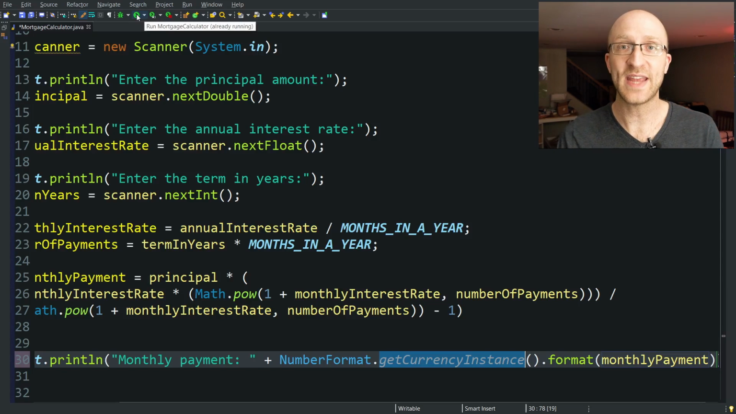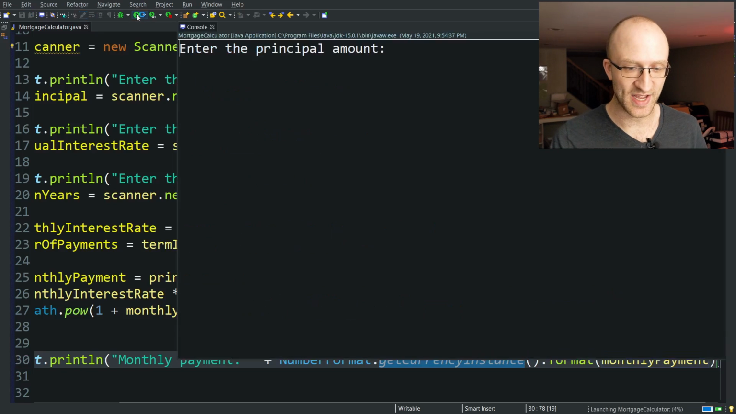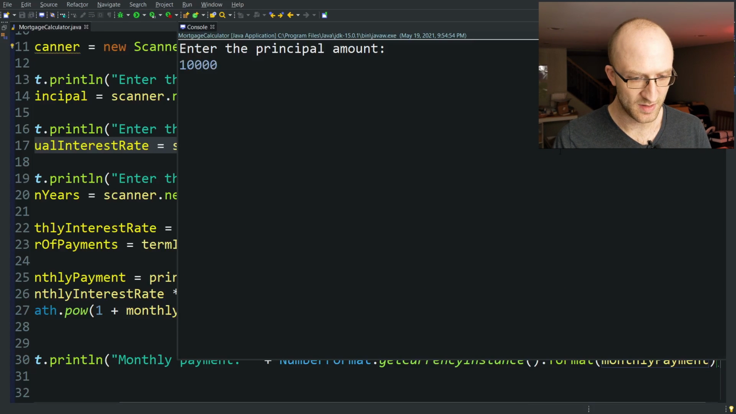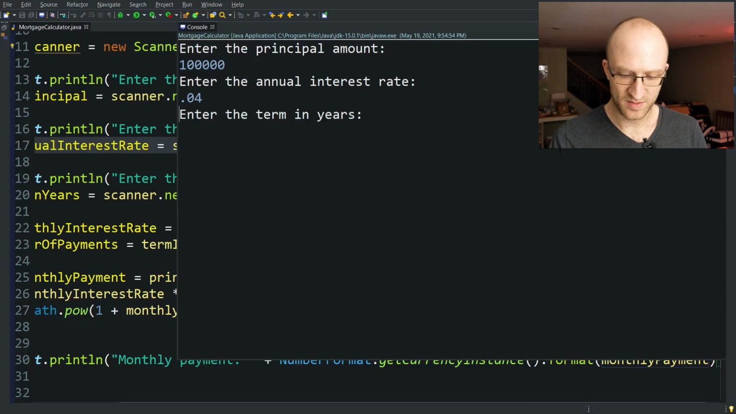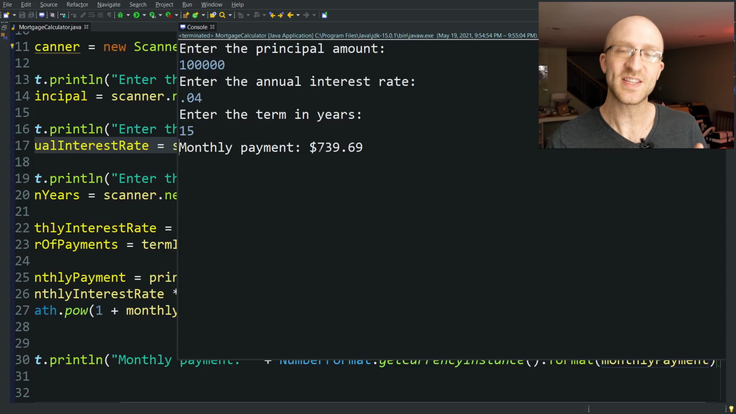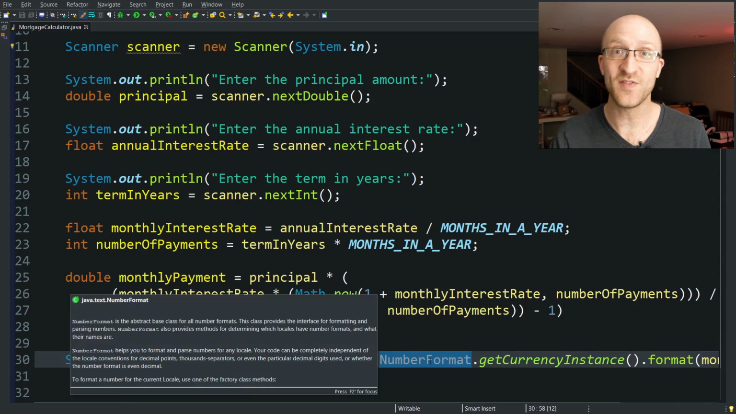Let's go ahead and run this again to see what that number format looks like. 100,000, 4% annual interest rate, 15-year term. Now we get $739.69, but it's rounded and formatted really nicely, right? We get a $, and it cuts off at two decimal places for cents and rounds it very nicely. This NumberFormat class is really convenient for this kind of stuff.